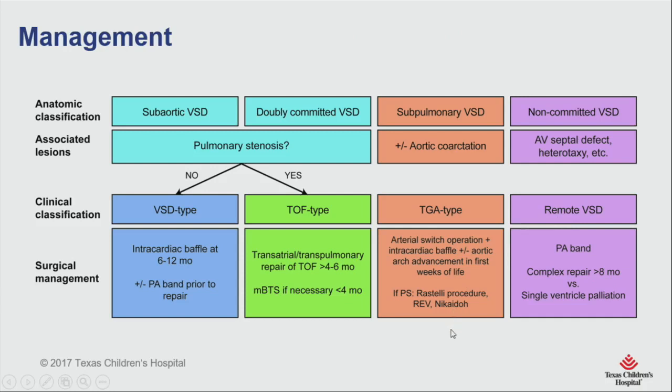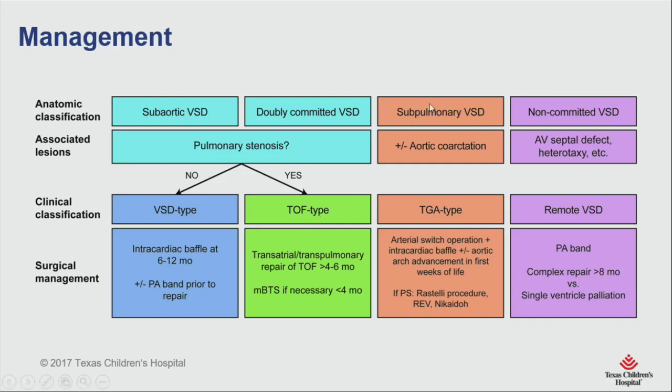So I made this graph just to summarize the classification and the management of DORV. If you have a subaortic VSD or a doubly committed VSD with no pulmonary stenosis, that's your VSD type. The treatment is an intracardiac baffle, ideally between 6 and 12 months of age or earlier if the patient needs it, or you can put a band prior to repair if the patient's too small. If you have pulmonary stenosis on any of these two, then that's obviously a tetralogy type, and you're going to do a repair of tetralogy, ideally at 4 to 6 months, and you may need to use a BT shunt. At least that's our strategy.